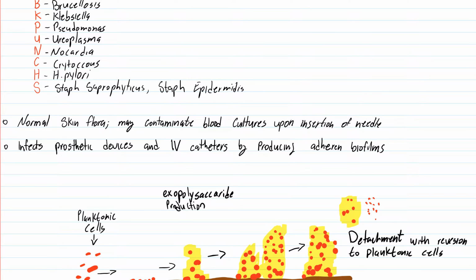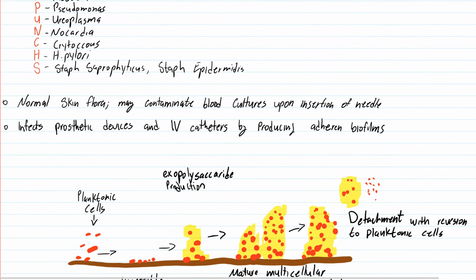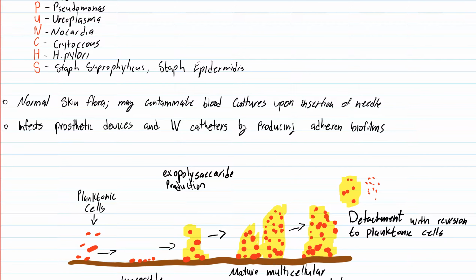Staph epidermidis is part of your normal skin flora and may contaminate blood cultures upon insertion of needles. It usually infects prosthetic devices and IV catheters by producing adherent biofilms. People with heart valves, hip implants, pacemakers, VP shunts, they're susceptible to epidermidis. It can be resistant to multiple antibiotics and initially you must treat it aggressively with antibiotics pending antibiotic sensitivity analysis.